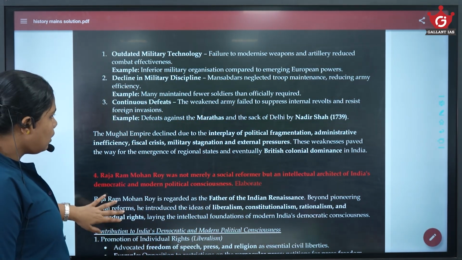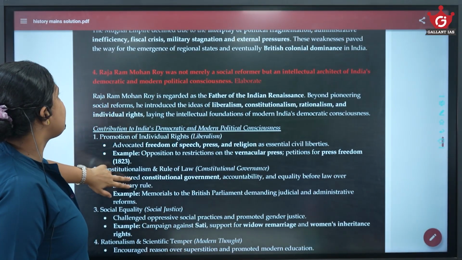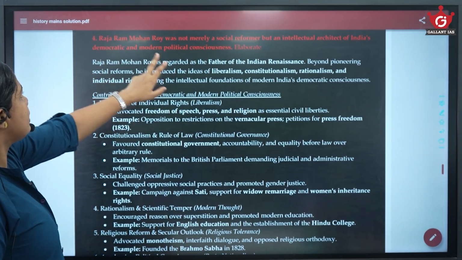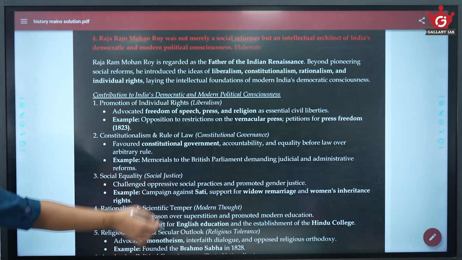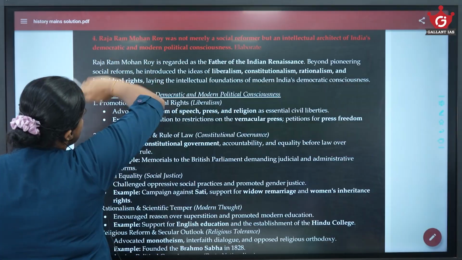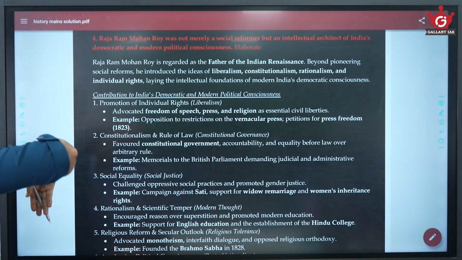Okay. Now we move to the fourth question. This question is regarding Raja Ram Mohan Roy, and this area is very important for this year. You can even expect a question in UPSC mains.